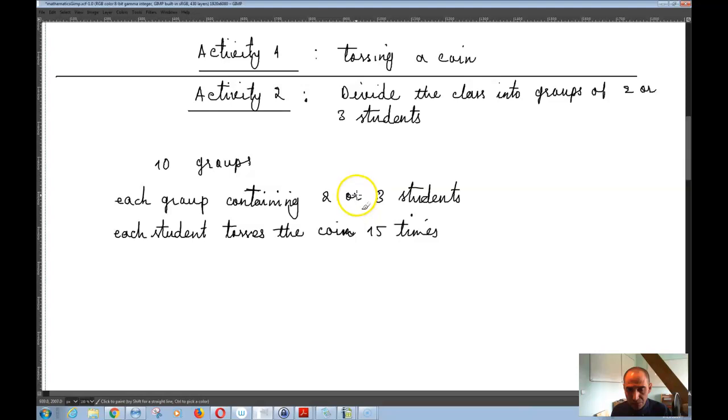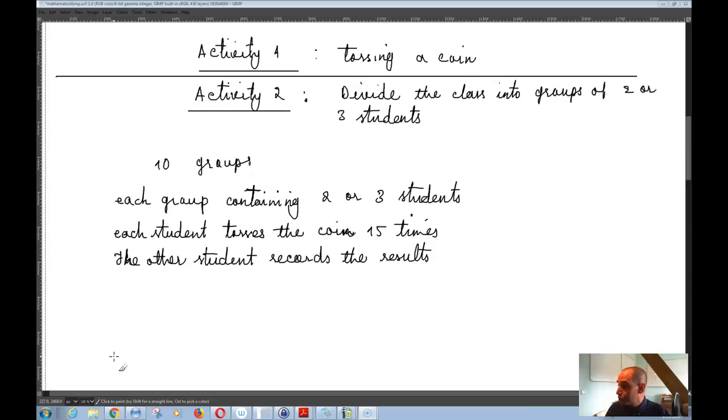So that means that in this group, where we have two or three students, one student is tossing a coin 15 times, then the other student records the results. Another student in each group should record the observations regarding heads or tails. Note that the coins of the same denomination should be used in all of the groups.